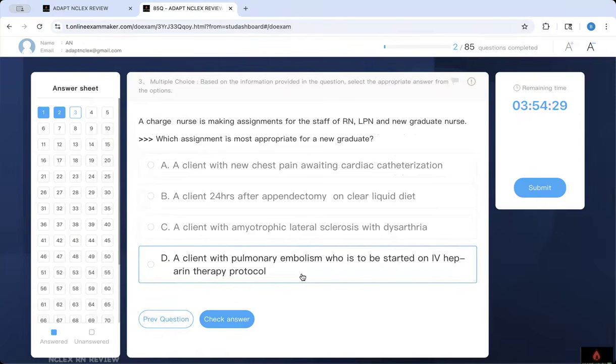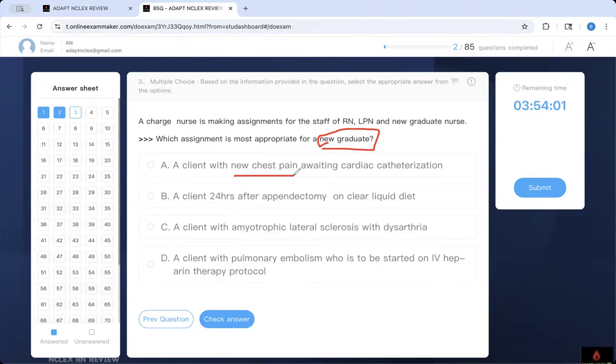Same thing. Which assignment is most appropriate for a new graduate? The word is assignment. Underline it in the question. The charge nurse is making assignments for a staff of what? RN, LPN, and a new graduate. 3 nurses. Who are you going to give to the new graduate? A new graduate is treated like somebody who is a newbie, just came to the hospital. Even though you're a nurse, we're going to give you certain patients. Who do you think? Somebody with new chest pain awaiting cardiac catheterization. Somebody with amyotrophic lateral sclerosis with dysarthria. Somebody with what?